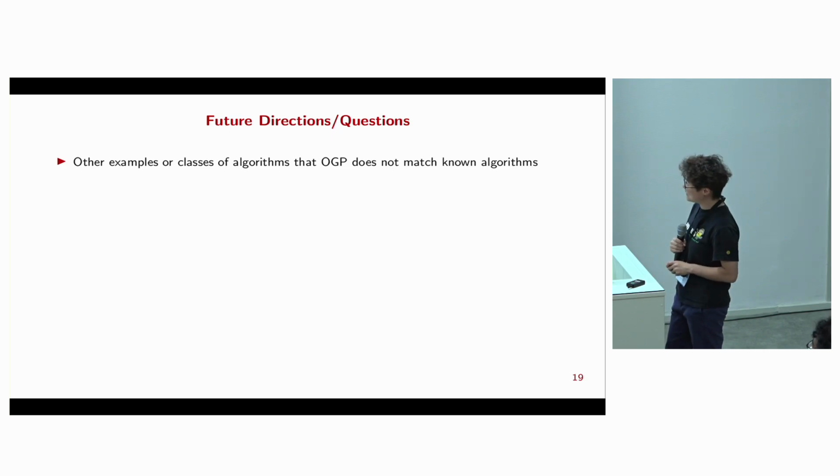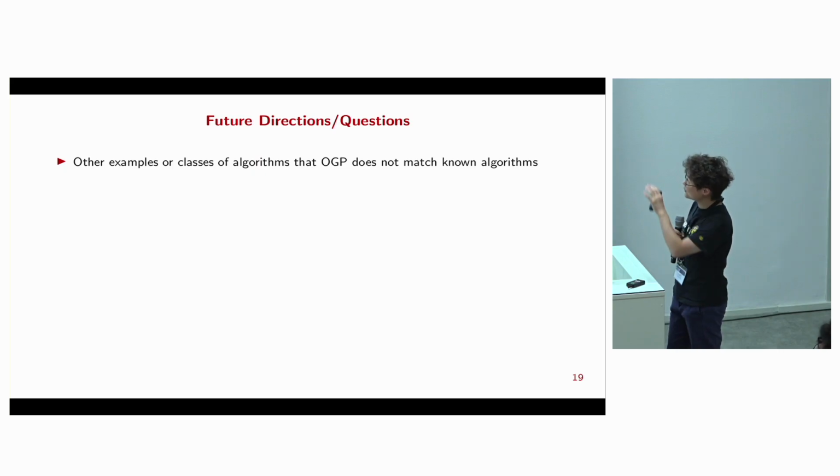It would be nice to come up with some other examples or classes of algorithms that are in the same flavor, where OGP does not match known algorithms. Now we can think of something that's either very arbitrary or very artificial, or very similar to the example that we have here. Something very different would be appreciated so that we can see what some common features are and then maybe develop a general theorem out of it.